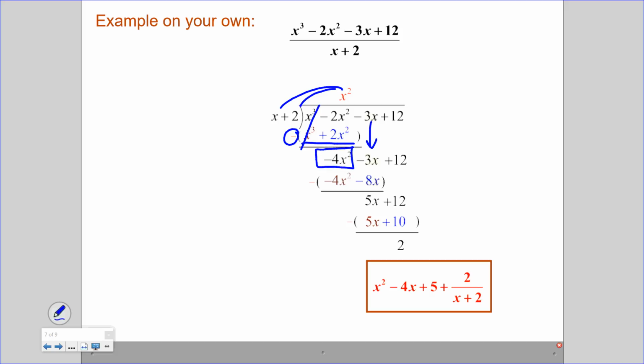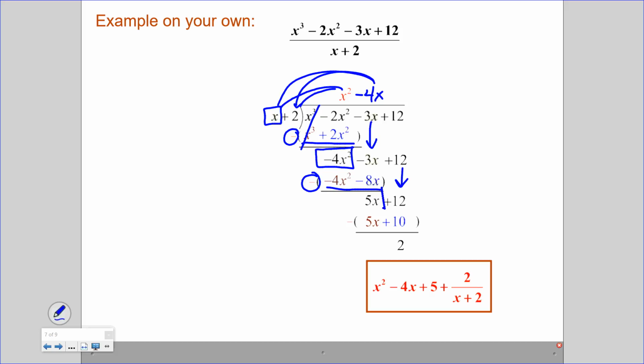Now I divide negative 4x squared by x to get negative 4x. And now I multiply negative 4x to each term outside, giving me the negative 4x squared minus 8x. I'll subtract these, leaving me with a 5x. Negative 3x minus negative 8x is positive 5x, bring down the plus 12.